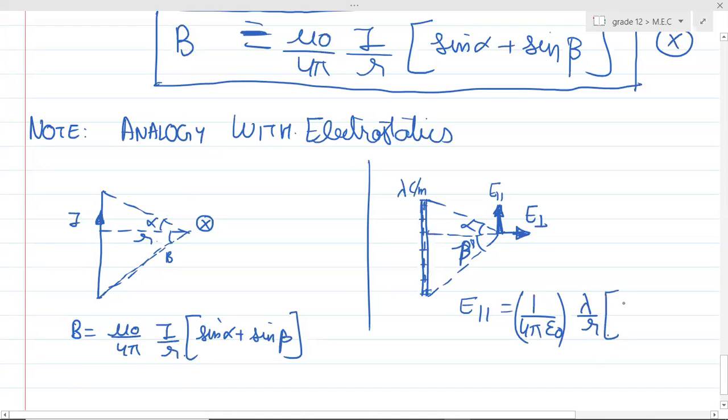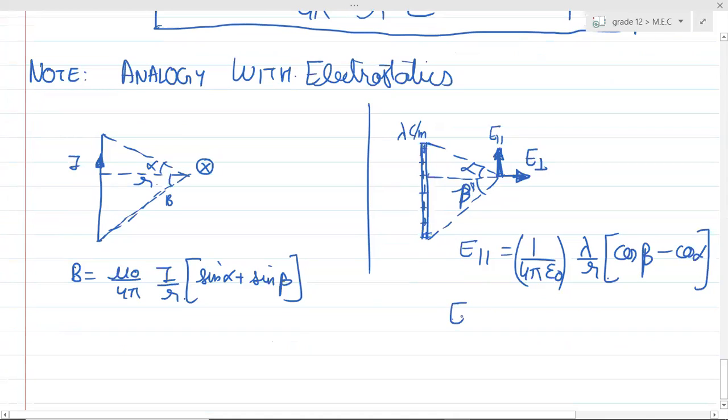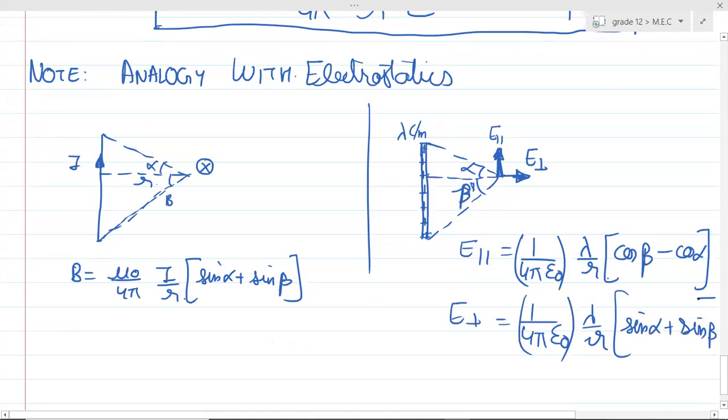Can you see the similarities now? And E perpendicular was 1 by 4 pi epsilon naught lambda by R into sine alpha plus sine beta. Can you see the similarity now, guys? Can you see the formula is almost the same? Mu naught by 4 pi, 1 by 4 pi epsilon naught, two constants. I by r, lambda by r, and sine alpha plus sine beta. Can you see the analogy?